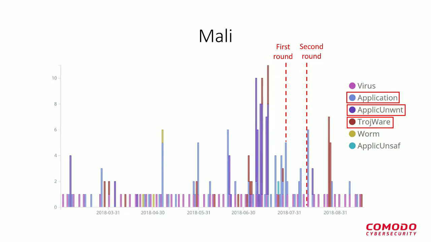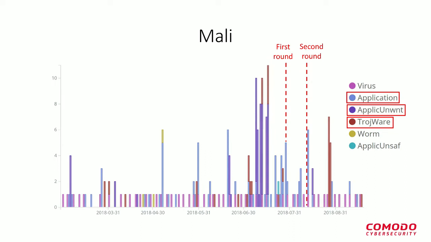And so what I want to show you here is applications followed by Trojans. Here in Mali, you can see the first and second round of the election this year. A winner didn't emerge, and so they have to do a runoff. But the malware brackets the election pretty well, right?